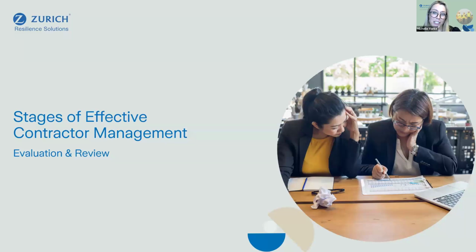Now, it may be tempting to leave out this final step, which is the evaluation and review stage. And this comes after the contractor's work is finished. But this step is crucial and highly beneficial to implement. It is where you are effectively assessing the contractor's performance and capturing lessons learned for future projects. And it ensures that all project objectives have been met and identifies those areas for improvement to enhance future contractor engagements.